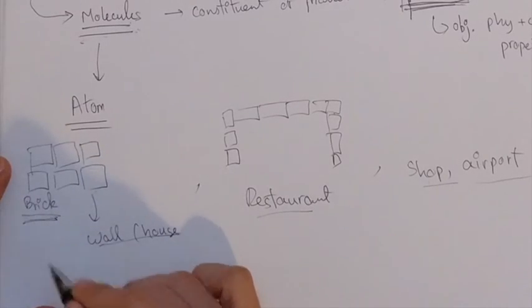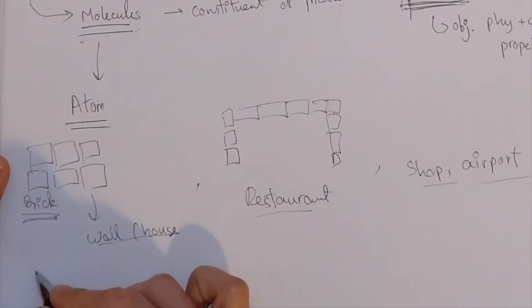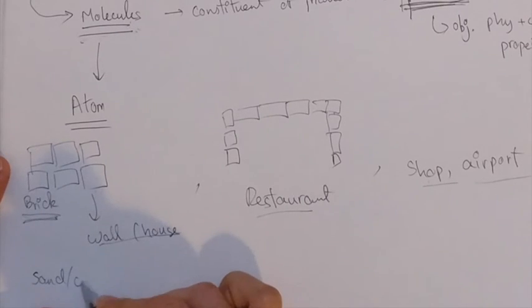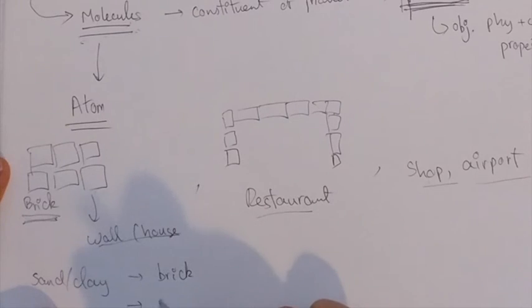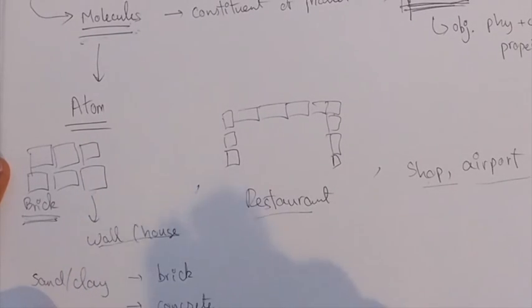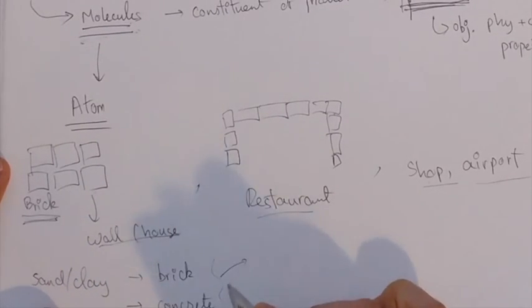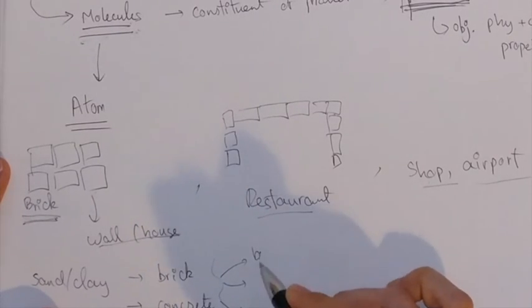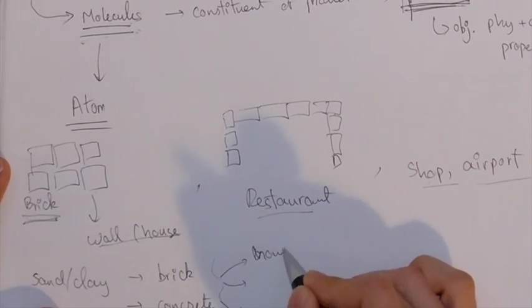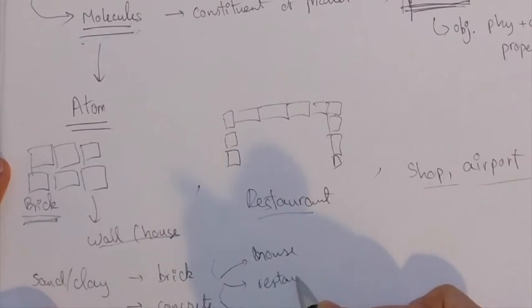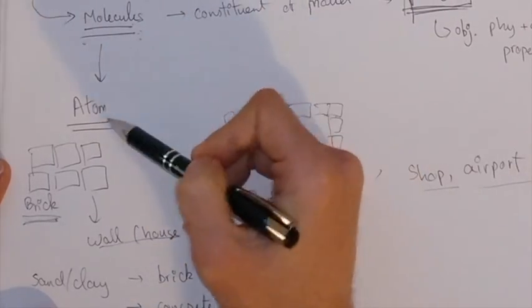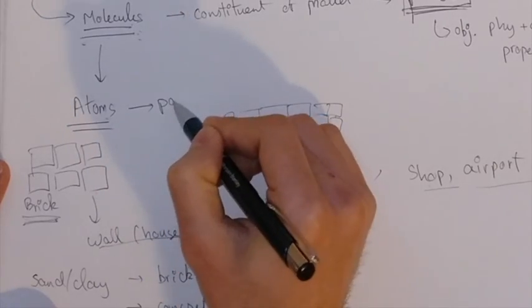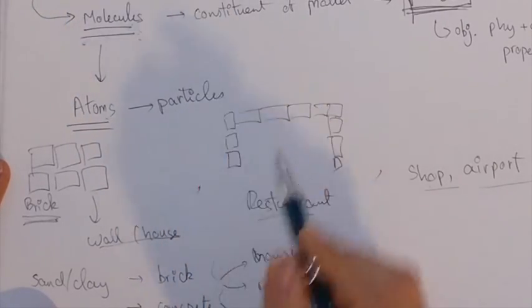And then, if we go down one level lower, if we think about sand and clay that goes into making the bricks, the same sand and clay can also be used to make concrete if you mix it with cement, and all of this stuff can be used to make different things. Well, house, restaurant, airport. So we have essentially broken down matter into molecules, broken down molecules into atoms, which are again particles, so objects with physical and chemical properties.